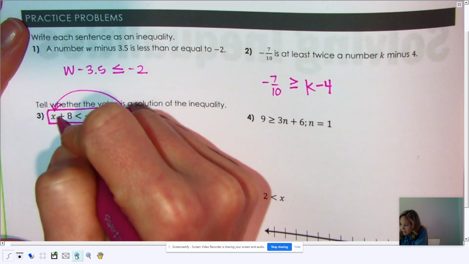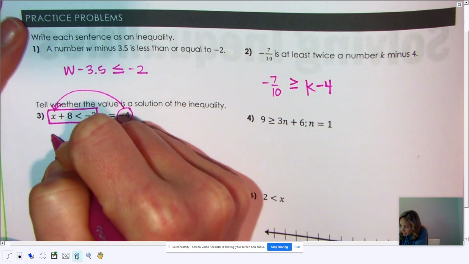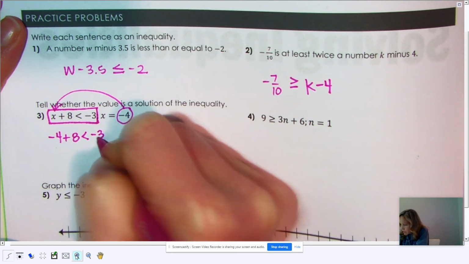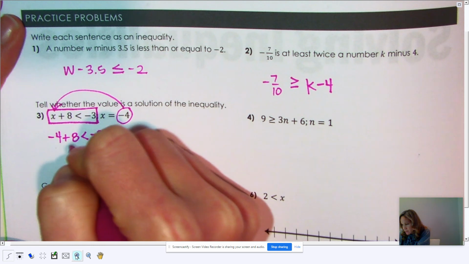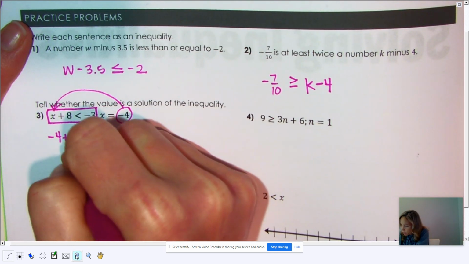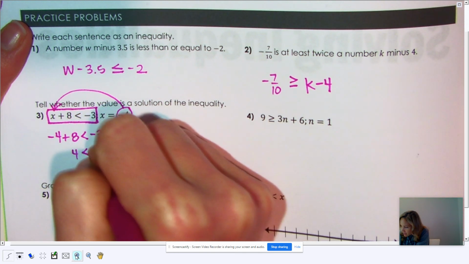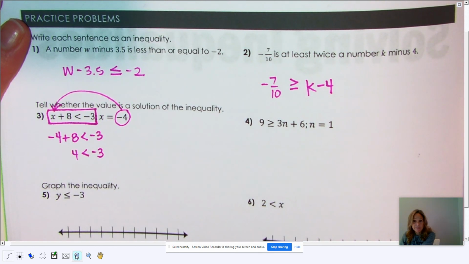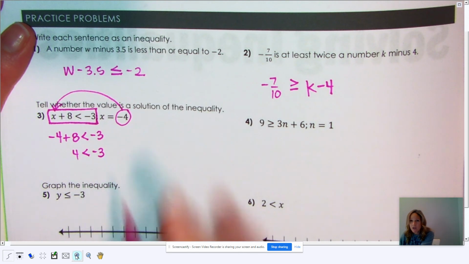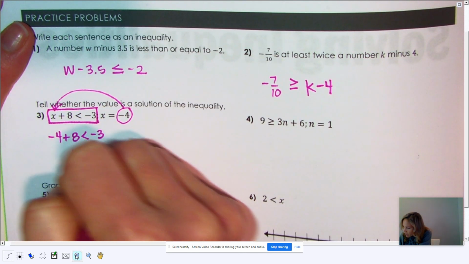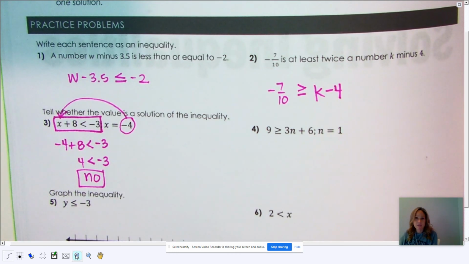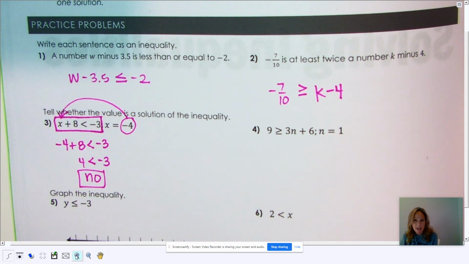So instead of writing an x, I'm going to plug in -4. So -4 plus 8 is smaller than -3. So I'm going to add those up. Remember, when my signs are opposite, they subtract from each other. So I get 4 is smaller than -3. Is that true? Is 4 less than -3? No, that's false. So the answer is no, it is not a solution. You could write "not a solution," but no, it's not a solution.